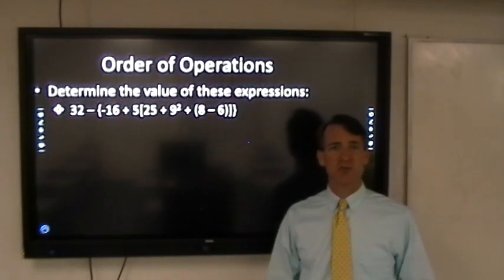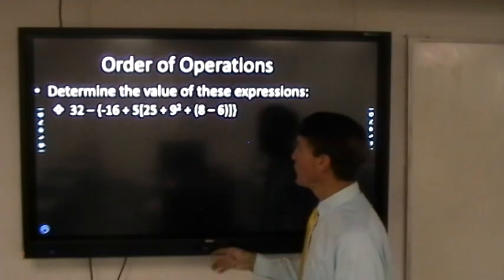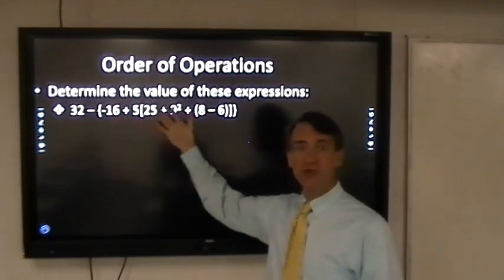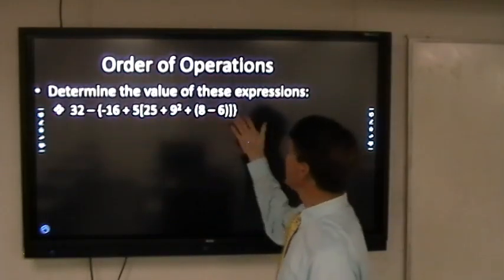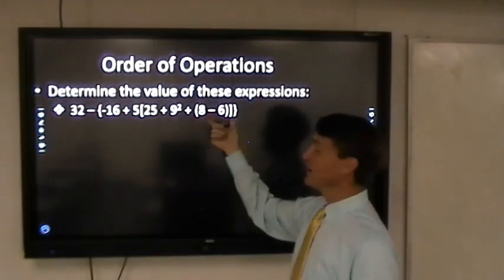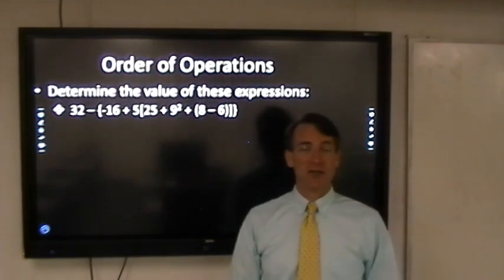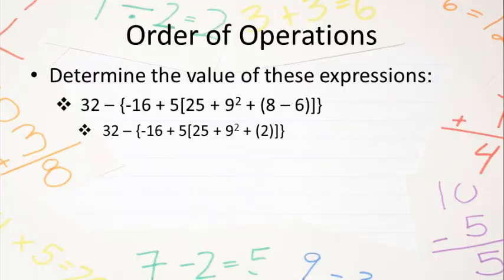We've got exponents, addition, subtraction, all sorts of stuff. So what I need to do first is to work out the innermost set of symbols of inclusion first. So I've got a brace here. Inside the brace, I've got a bracket. Inside the bracket, I've got a set of parentheses. So that is what I need to do first. That 8 minus 6 piece becomes a 2.